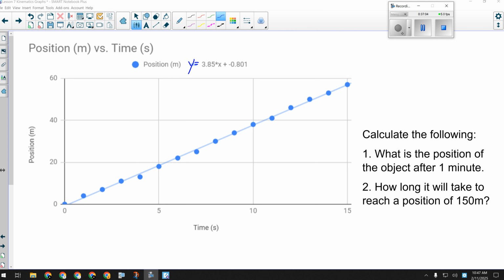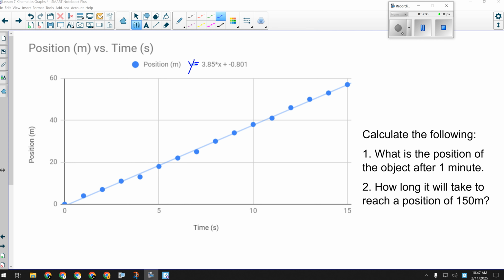All right, so question number 1 wants me to calculate position. Which axis is position on? It's on the y-axis, so that means I'm calculating y. They also tell me the time, after 1 minute. Time's on which axis? X. So they gave me x, and they want me to calculate y. That's the reasoning I need to go through anytime I get a linear graphing question. What am I being asked to calculate, y or x? Which was I given, y or x? Because I would have to be given one or the other.